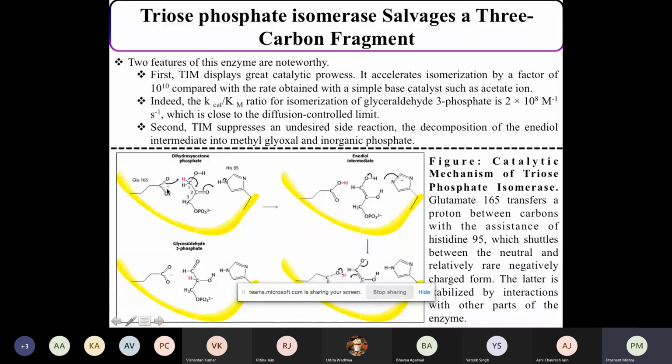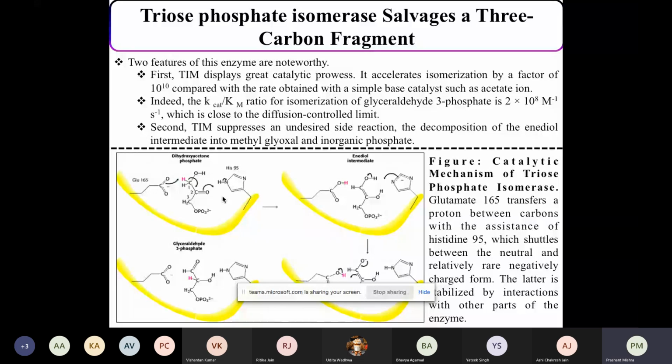So what happens? Glutamate gives its proton and then the reaction initiates. Ultimately, this is taken up by histidine 95. Histidine 95 is the one at the 95th position. Now, at this point, I'll give you a question and I would like an answer from you. Histidine is present in many, many enzymatic active sites. What could be the advantage of the presence of histidine?